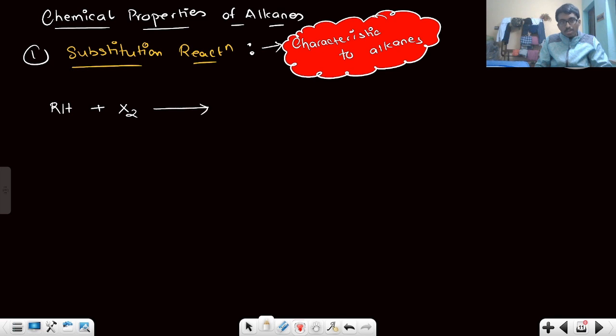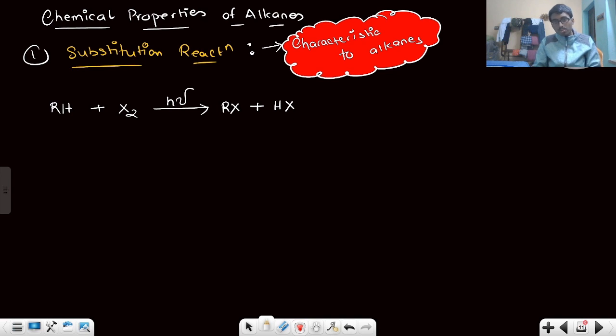So when I do it in presence of energy, or you can say diffuse sunlight, hν is energy, then what happens is one hydrogen of this alkane will get replaced, and you will get RX plus HX as one compound. This reaction will not get terminated over here. It will go on continuing until the last hydrogen available is replaced by this X. Clear? Until the last hydrogen that is available gets replaced by this X, the reaction will continue.